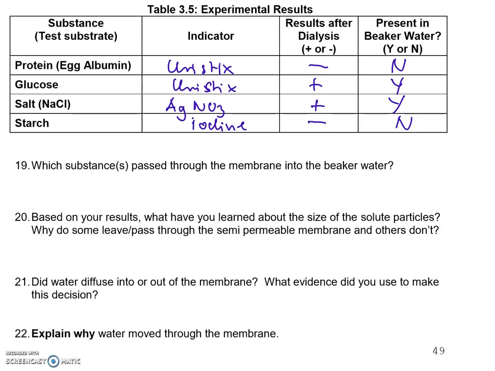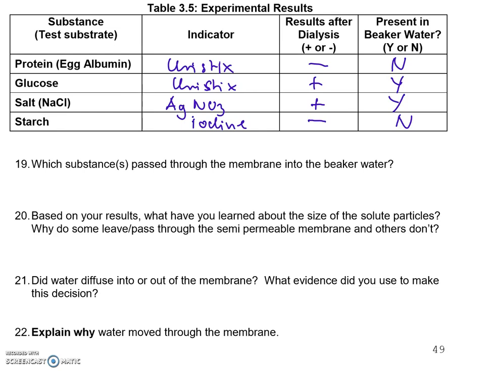Which substances pass through the membrane into the beaker water? That would be glucose and salt.